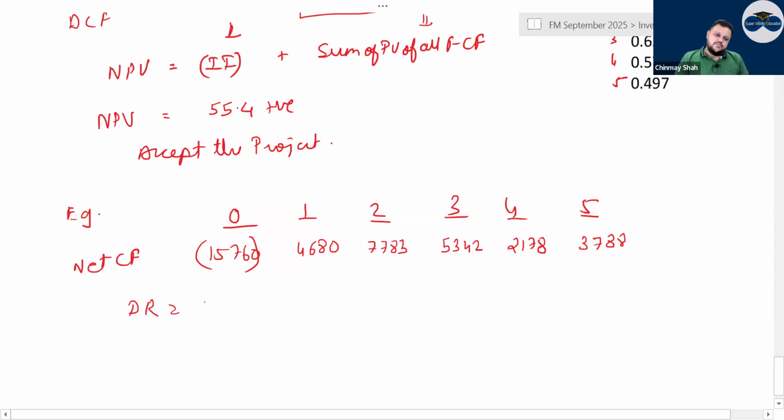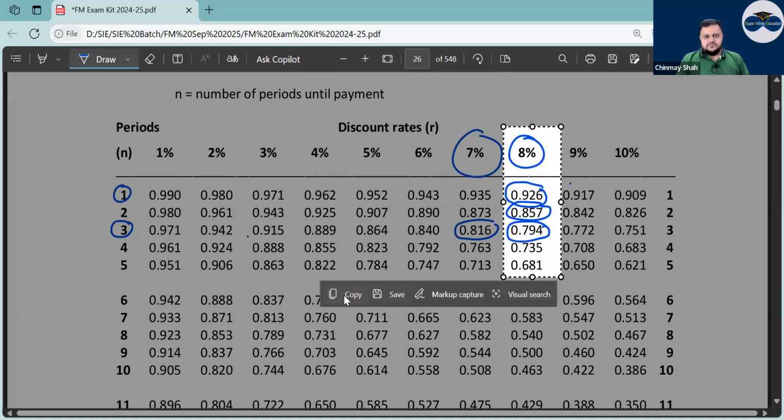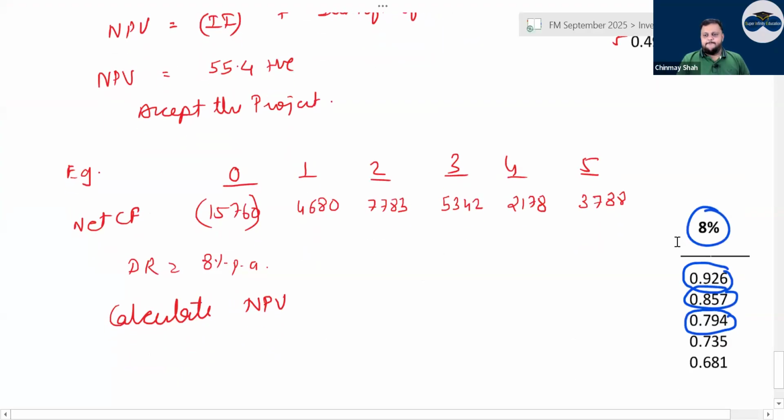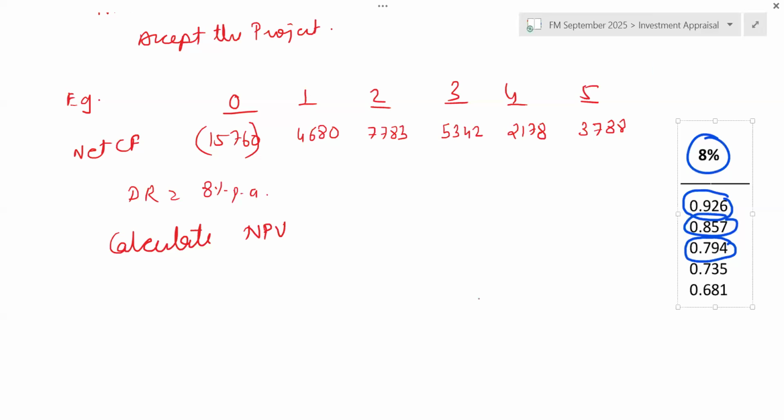Discounting rate is equal to 8% per annum. Calculate NPV. Are you okay with the format? Can I give you the 8% table? Zero year, what is the discounting factor at any discounting rate? 1.